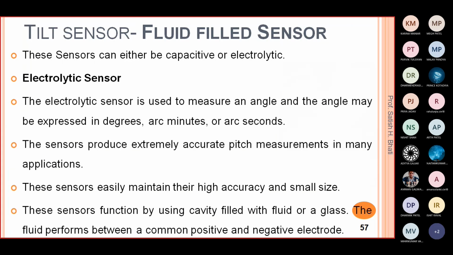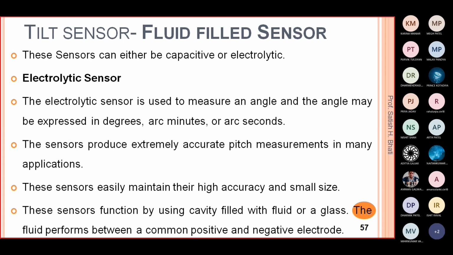Then the fluid filled sensor. In this type we can say there are two types of sensor. Some sensors are capacitive and some sensors are of electrolytic type, right? So let's see one by one. The electrolytic sensor is used to measure an angle, and the angle may be expressed in degrees, arc minutes, or arc seconds, right? So in these different units you can measure the angle using this electrolytic sensor.